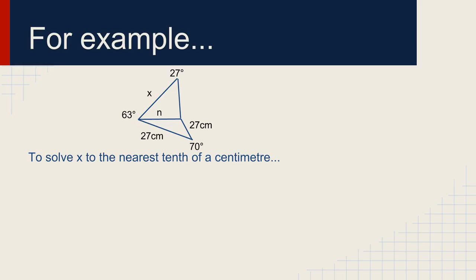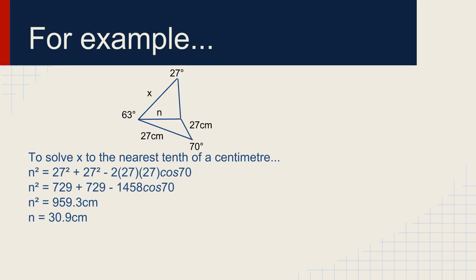We're trying to figure out the value of x. The face with x has two known angles of 63 and 27 and one side n, which connects it to another face. This other face has a known angle of 70 respective to n, as well as two sides of 27 centimeters. Naturally, we would have to find n first, using cosine law. It is the same procedure as the last example slide. With the known side and angles, n squared is equal to 959.3. Again, this is squared, so find the square root, which is 30.9.